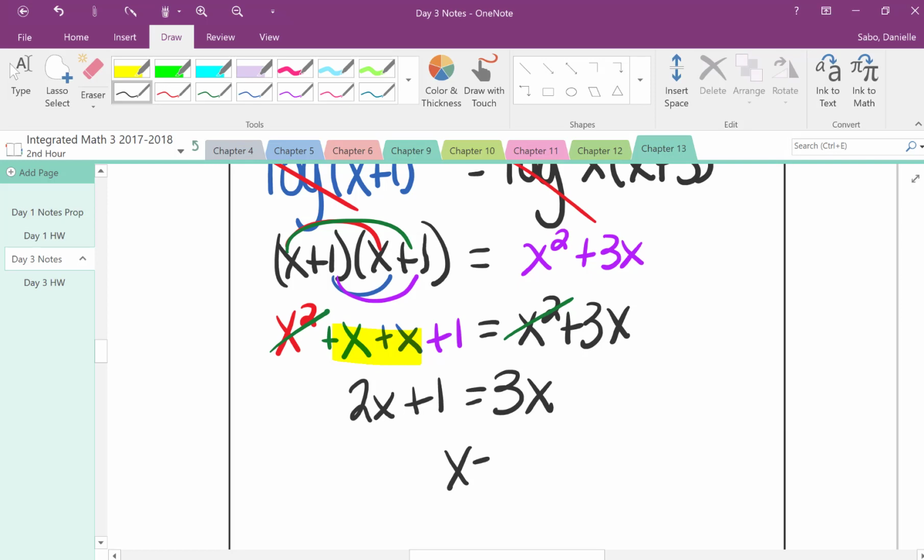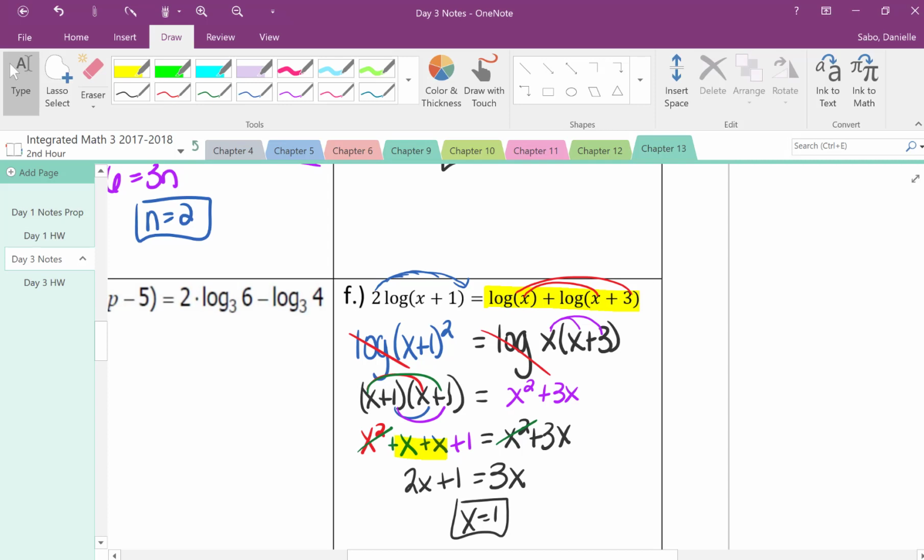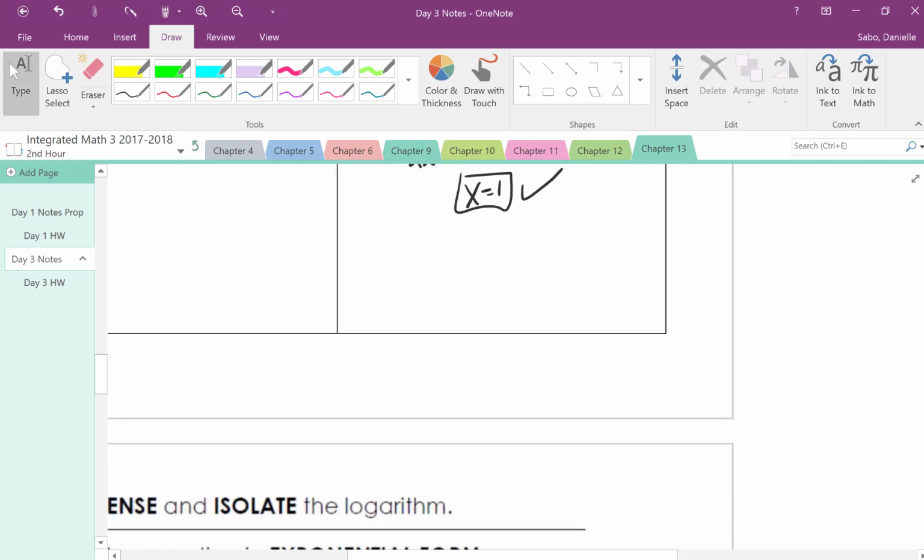Okay, x equals 1. Now we have to check it. We have the x in the argument here. Is 1 going to make any of these negative? No, so we're good to go. Maybe put a check mark so you know that you checked it. Okay, flip the page, please. Factoring will be coming back here soon. All right, here we go.